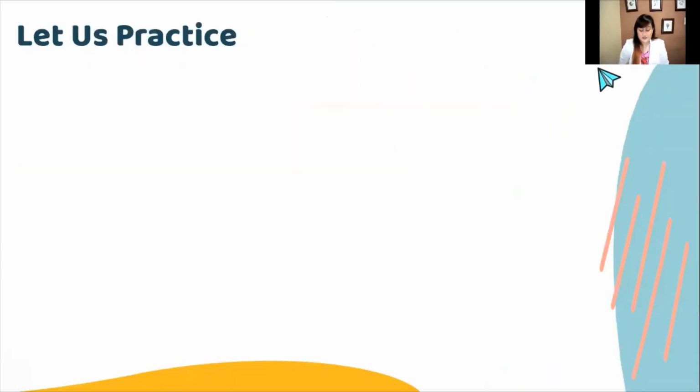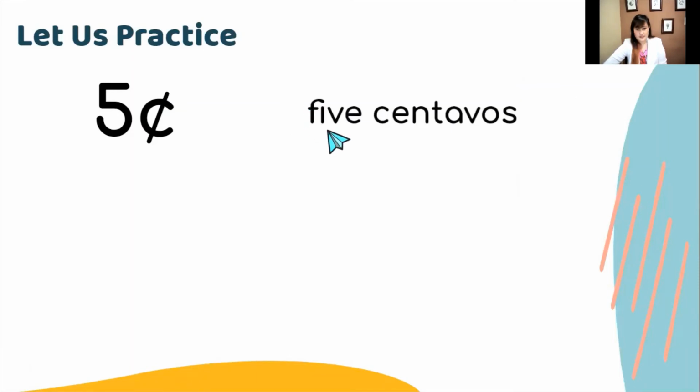Let us practice reading the symbols of the money. So over here, as you can see, this symbol is what we call the centavo. And we read this as, what is this number? Correct, it's 5 centavos. Remember, the centavo sign, you write it after the number. And we spell it like this, 5 centavos.